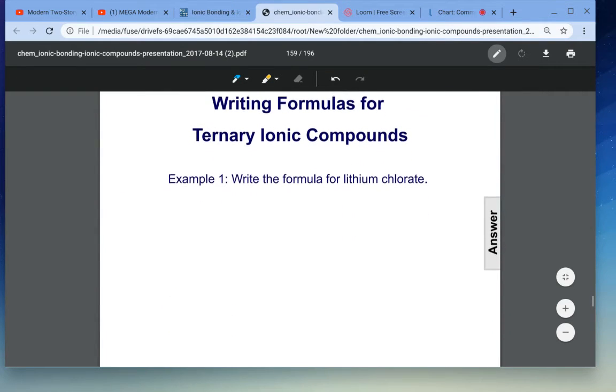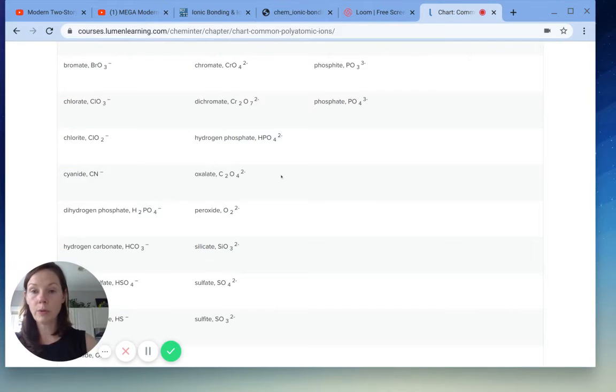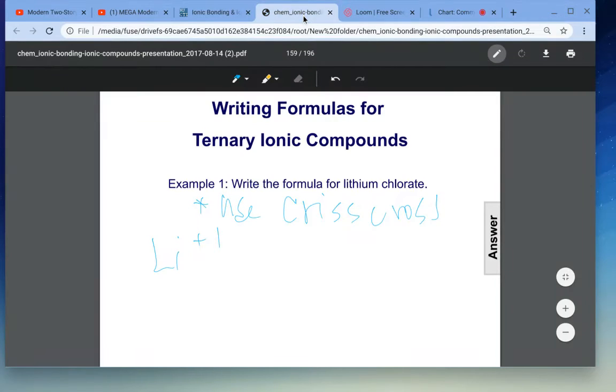All right, so lithium chlorate. Use the crisscross. Okay, try this on your own. You're going to look up lithium, which we already did, right? And then chlorate, you got to go to your chart. So chlorate, right here, ClO3 with a -1 charge. So you write it down, ClO3, and it has a -1. Crisscross, and tell me your answer.